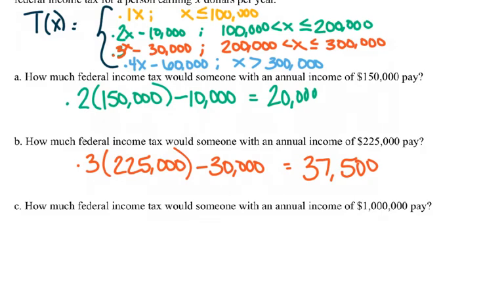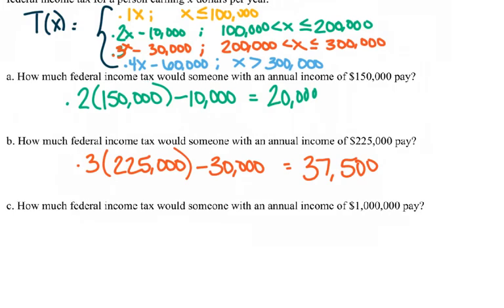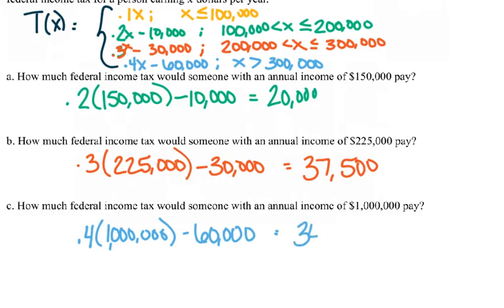Then try part C. Try that in 1, 2, 3. For this one, how much taxes would you pay if you had an income of $1 million? Obviously that's that last category. Wouldn't it be nice to make $1 million? Yes. When I do that, this is how much you would pay just in federal income taxes. But you're still rich, so I think it's okay.